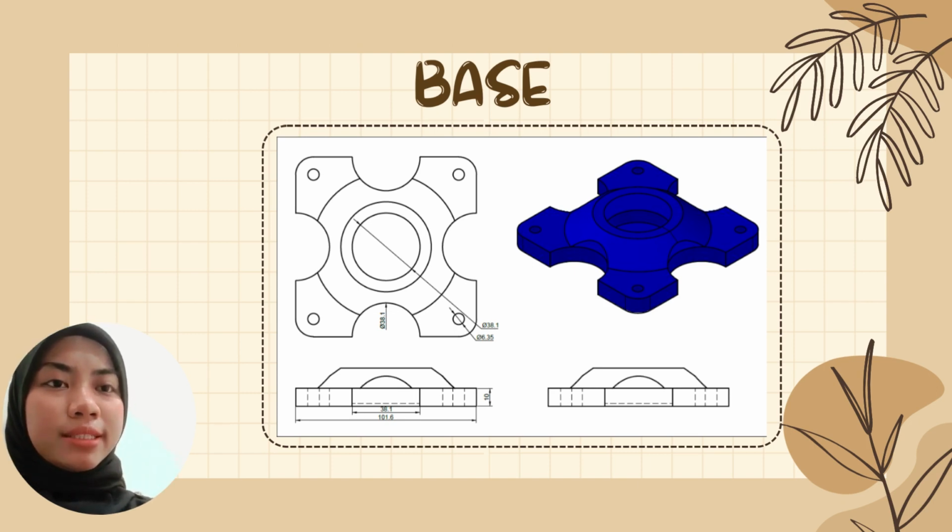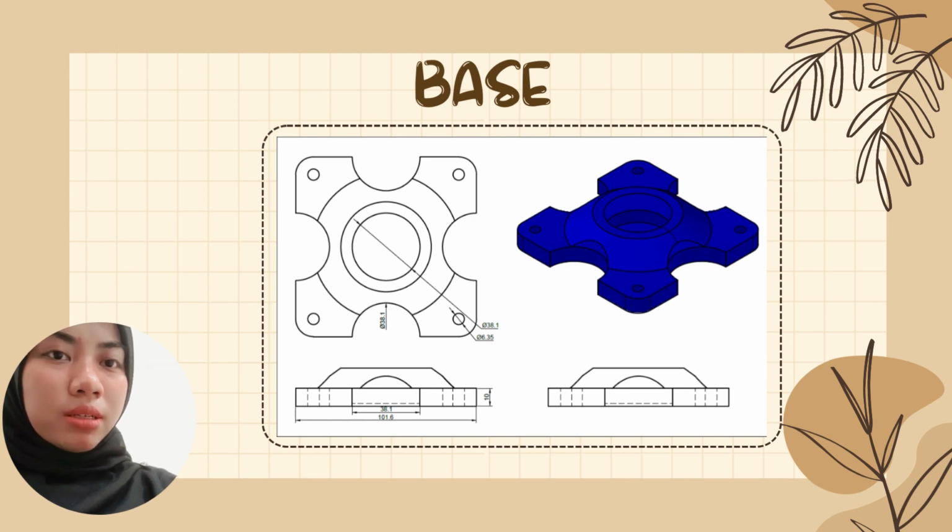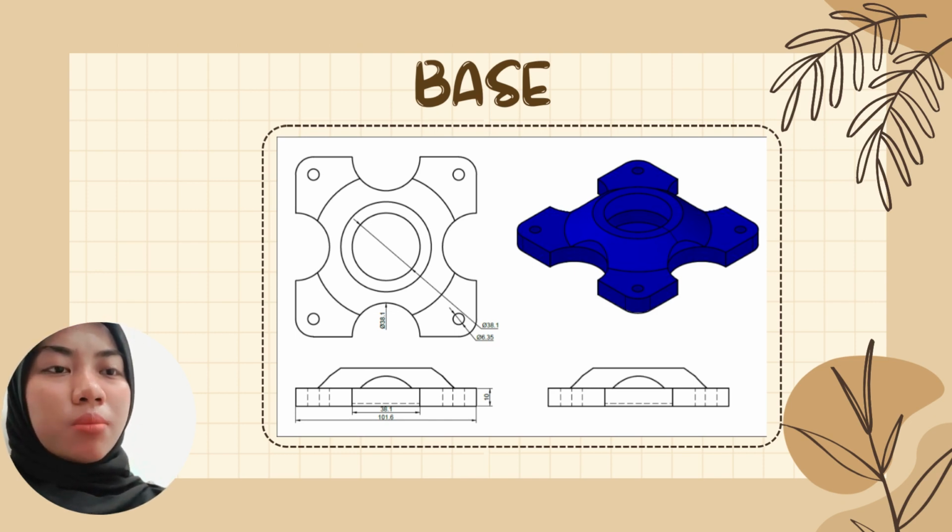Firstly, to draw the base, we must first convert the drawing into a 3D model. And then we draw a square shape with a length of 101.6 mm and a fillet with a radius of 10 mm on each diagonal of the square shape. The square shape was then extruded up to 10 mm.